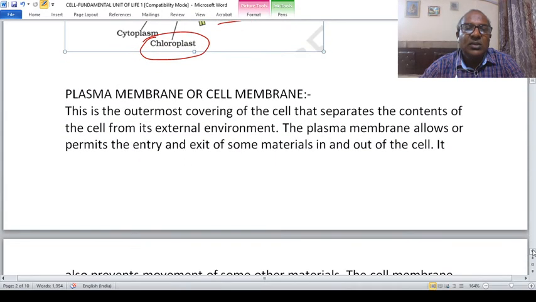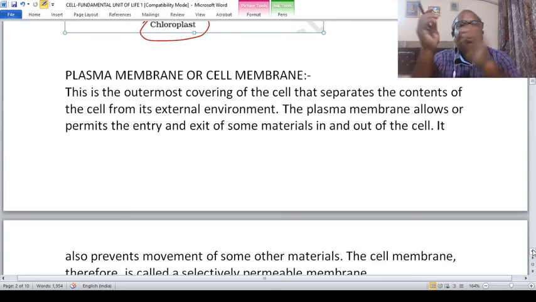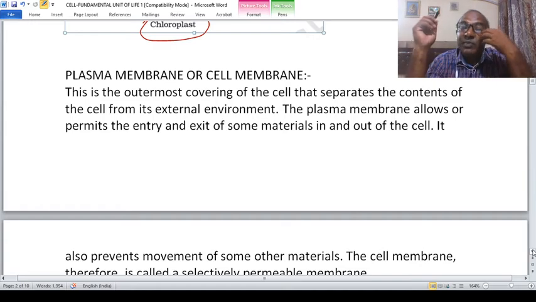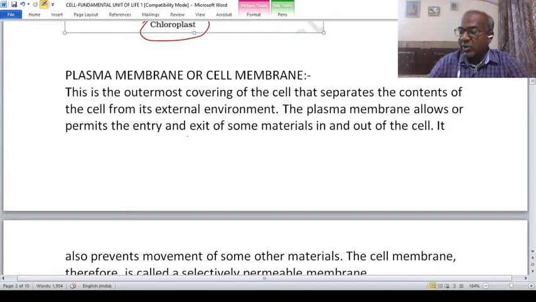Now let us begin with plasma membrane or cell membrane. Let us begin from here. This is the outermost covering of the cell. The primary function of plasma membrane is to maintain the internal environment of the cell. So outside the cell the condition is something else, inside the cell condition is something else. So this helps in maintaining the internal environment of the cell.